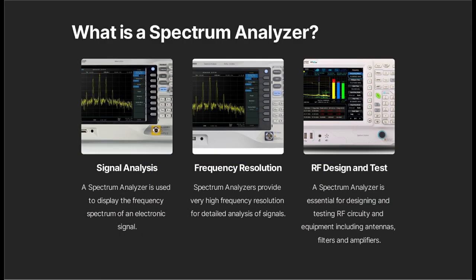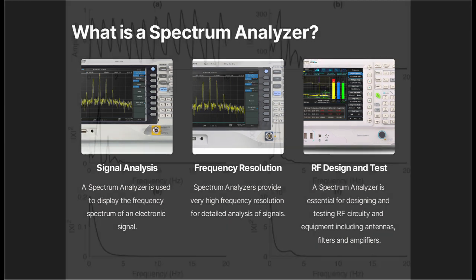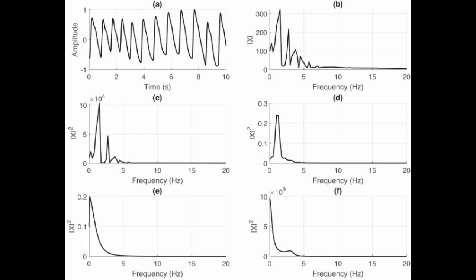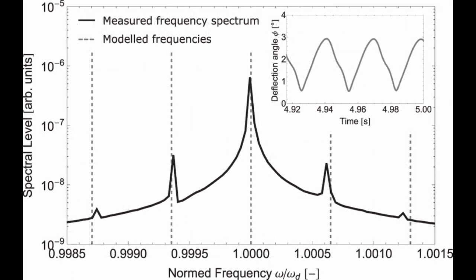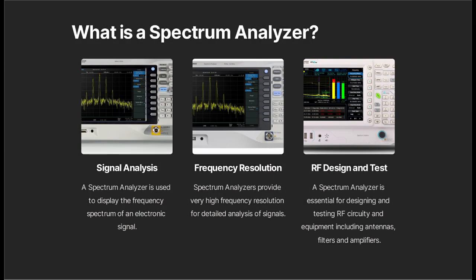What is the spectrum analyzer? Three things we should know about the spectrum analyzer. First one is signal analysis. A spectrum analyzer is used to display the frequency spectrum of an electronic signal. So here we can see the spectrum analyzer is used to analyze the signal. Where is it coming from? It is coming from any product. The spectrum analyzer is used to display the frequency spectrum of an electronic signal. So any electronic signal spectrum we can analyze on a spectrum analyzer.